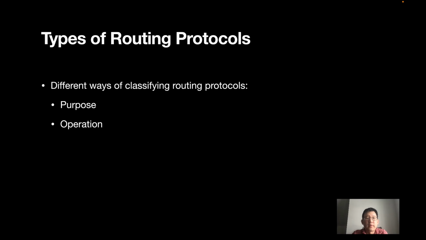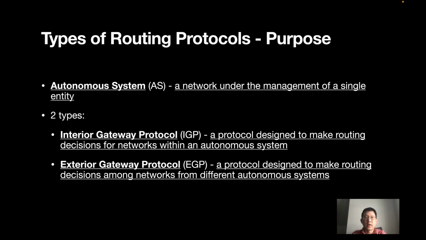There are different ways of classifying routing protocols, and we're going to look at two: purpose and operation. To talk about the purpose classification, we need to learn about autonomous systems. An autonomous system is basically a network under the management of a single entity.